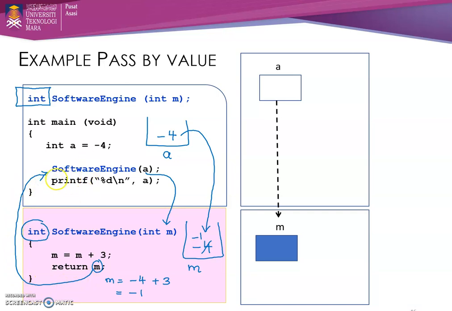But however, there is no variable to be assigned the return value of M. So for this case, because -1 cannot be written or received to initialize a new variable, this main function can only call for the value of A. So the value of A now is still -4.